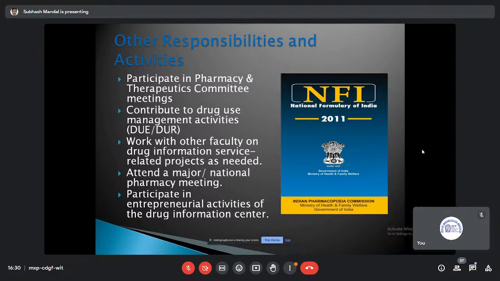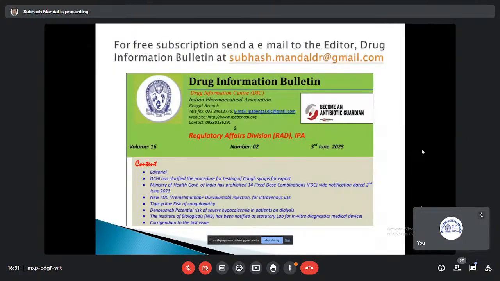Then work with other faculty on drug information, and attend major national pharmacy meetings, my friend. Believe me, by attending different national and international meetings, you can gather your knowledge, and in healthcare, knowledge is power. Then participate in entrepreneurial activity of the Drug and Information Center. Here is an example of the Drug Information Bulletin. Believe me, my friends, this has been introduced.